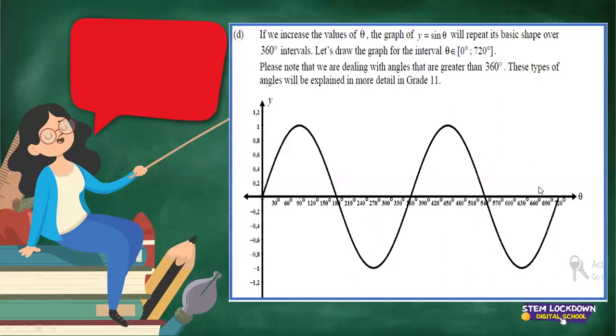And sometimes you can even have to start from -360. So you have negative values and positive values, and you extend on both sides of the y-axis. So you can also have it like that as well.